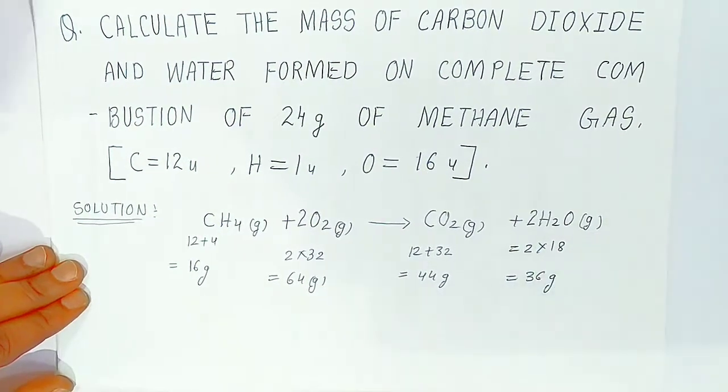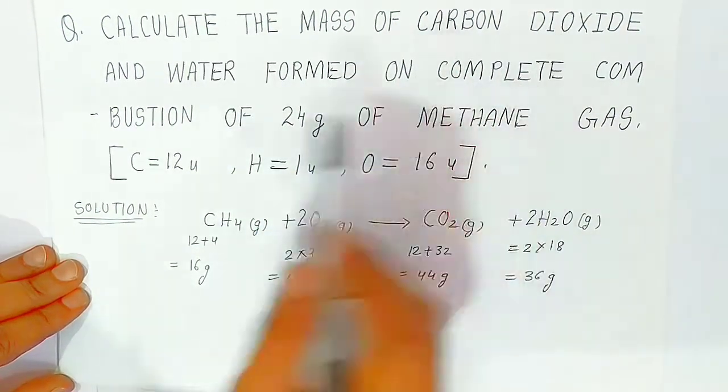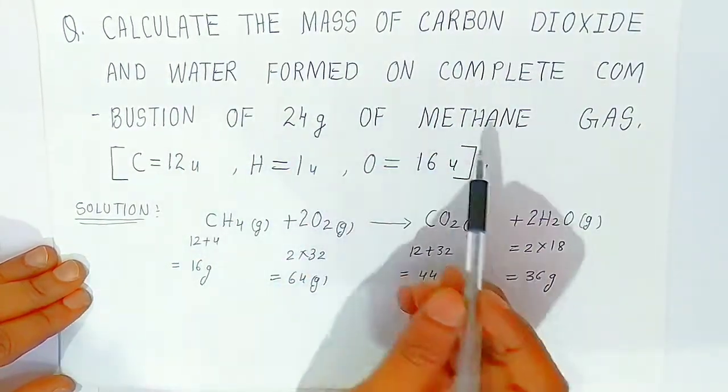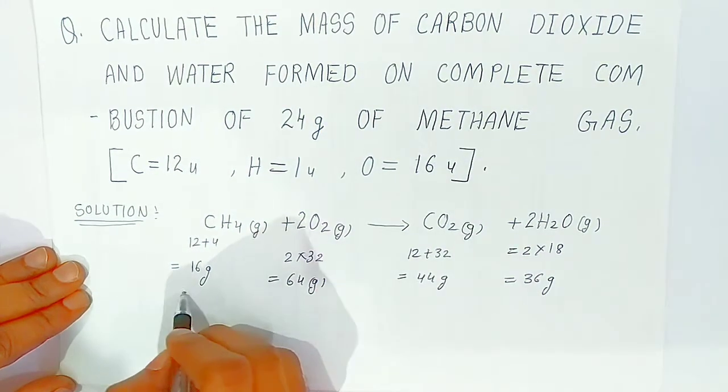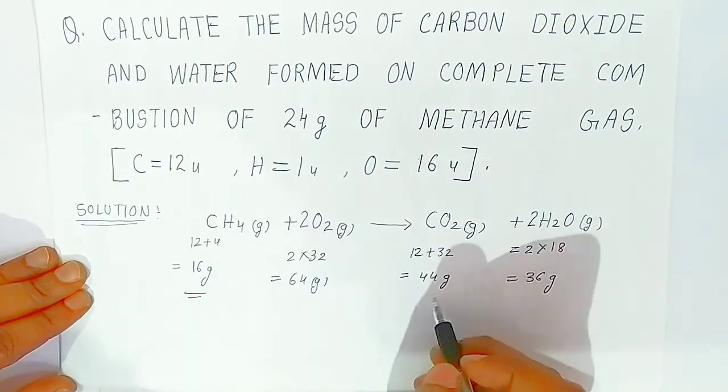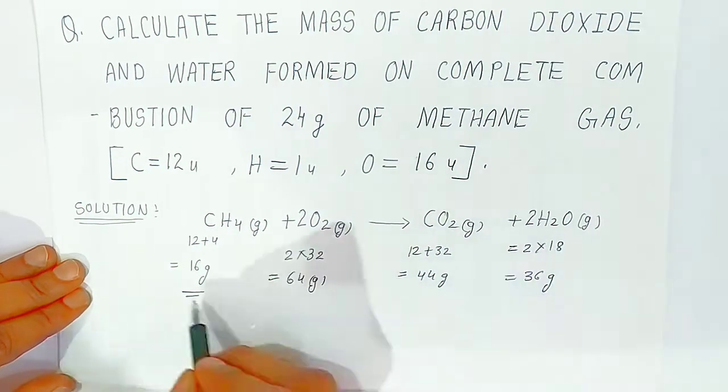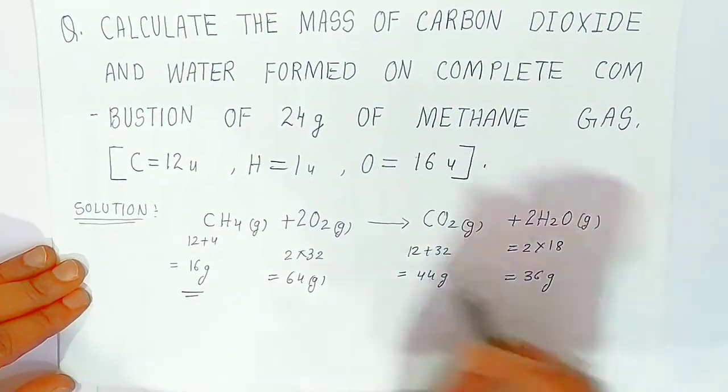So these are what I have written. Now what happens, students? Calculate the mass of carbon dioxide and water formed in complete combustion of 24 gram of methane. Now here, 16 gram of methane gives you 44 gram of carbon dioxide and 36 gram of water vapor. What about 24 gram?